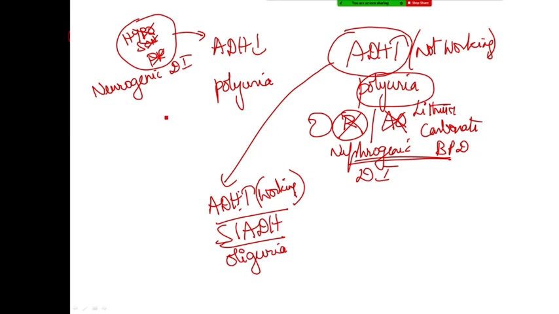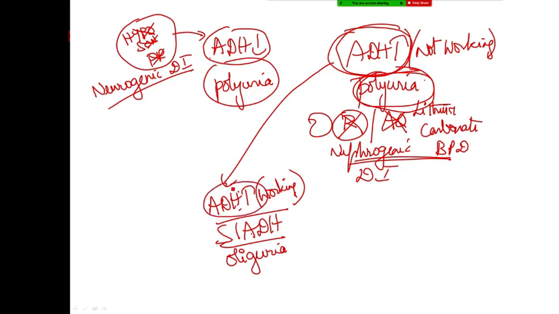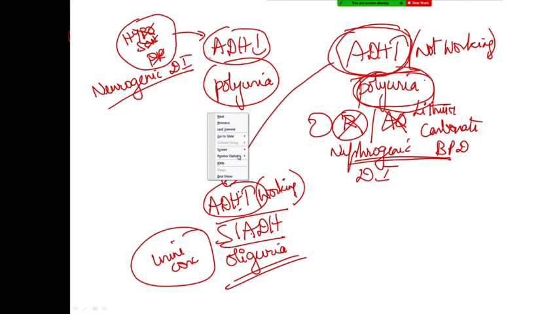So the difference between neurogenic and nephrogenic: in neurogenic, ADH is low with polyuria. In nephrogenic, ADH is high, despite which they have polyuria. And in SIADH, ADH is high, but what happened to their urine? It's really concentrated, oliguria. Did you get this? Yeah. Am I confusing you?